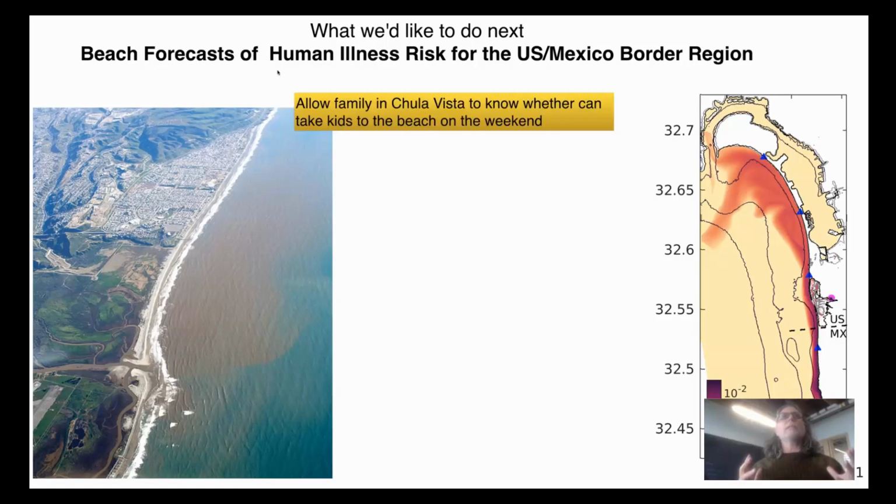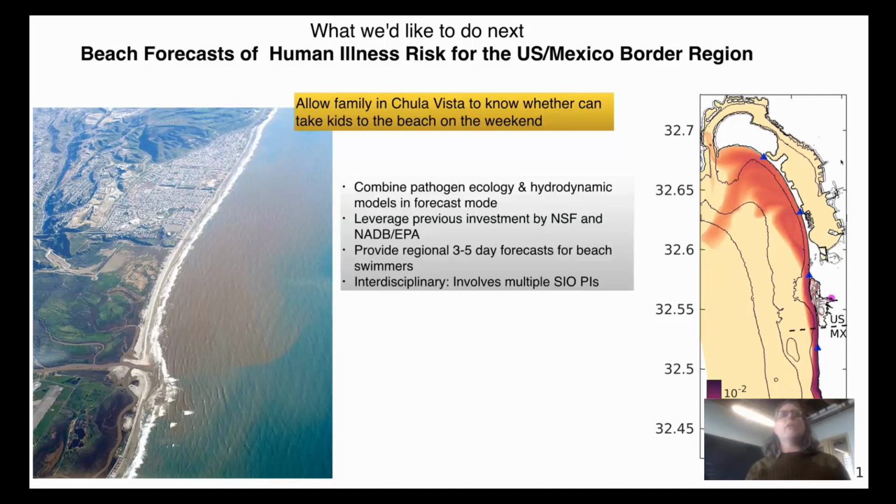And the concept really is to allow a family who lives in Chula Vista, which is a coastal community at about right here where my mouse is, to say whether they can take their kids to the beach on the weekend. Basically the idea would be to combine pathogen ecology and hydrodynamic models in forecast mode. We would be leveraging significant previous investment. We'd provide regional 3 to 5 day forecasts, and it would also be interdisciplinary because we'd involve microbiologists and things. We'd make a lot of measurements and stuff.